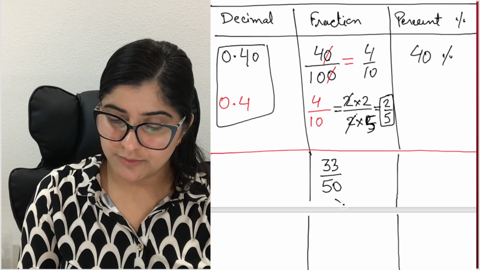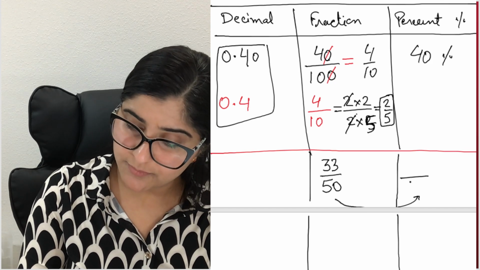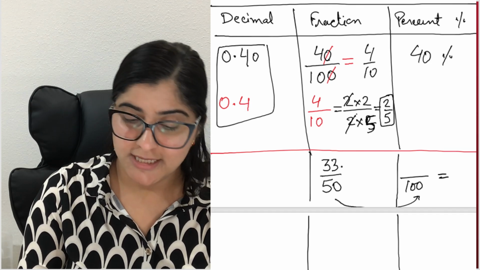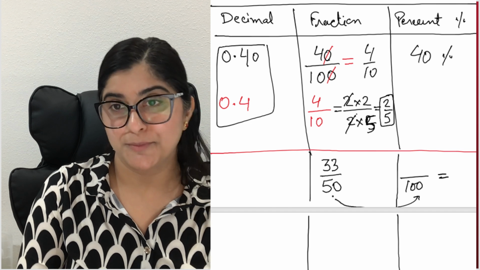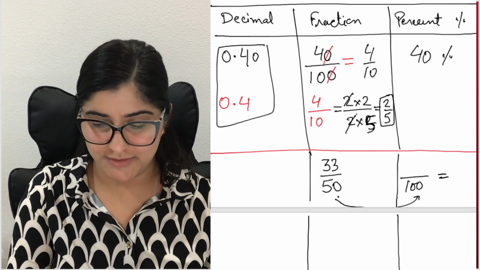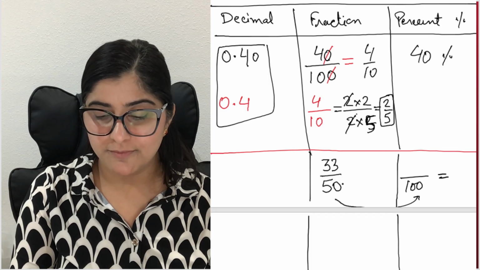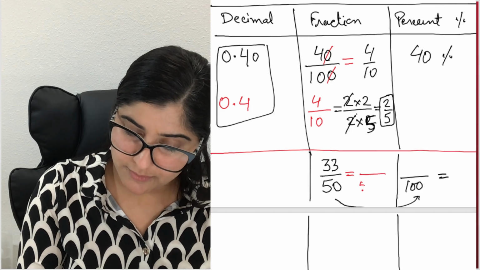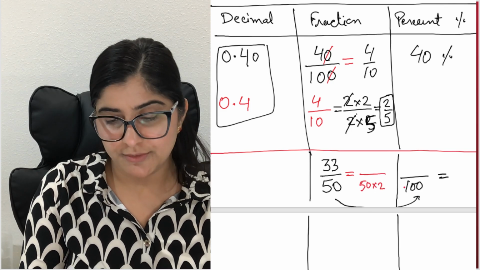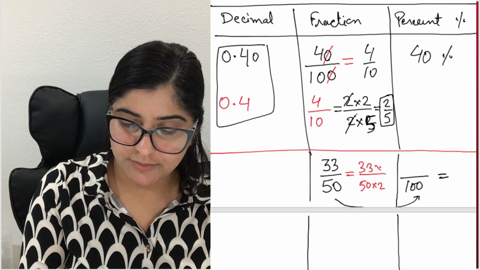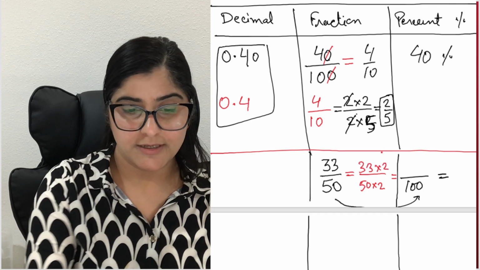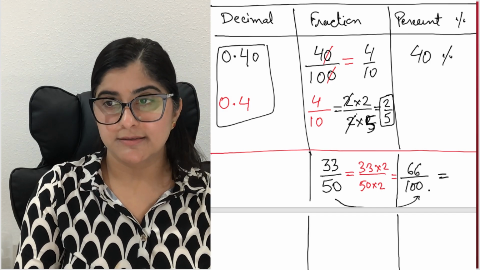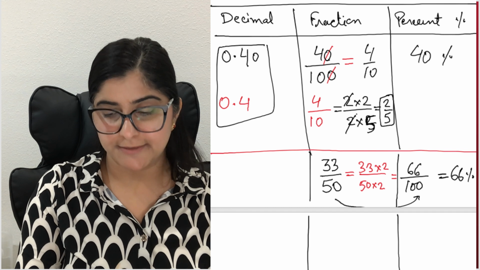So let's first change this to a percentage. We need 100 here so that we can write the percent. Percent means out of 100. So this is 33 out of 50. Suppose you are taking a course and you get 33 out of 50. But to write down the percentage, you have to convert your grade to out of 100. So what do we have to do to 50 to get 100? We need to multiply 50 by 2 to get 100. So do exactly the same thing to the numerator, multiply by 2. So we get 33 times 2 is 66 over 100. So you get 66 out of 100, that means 66%.